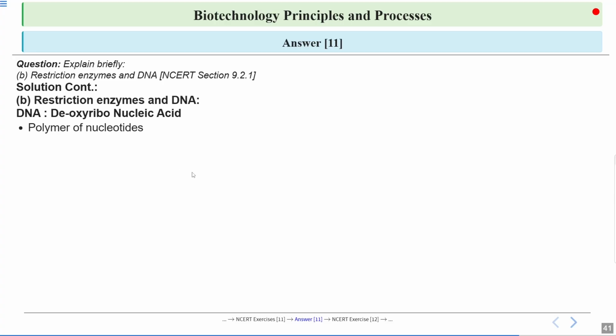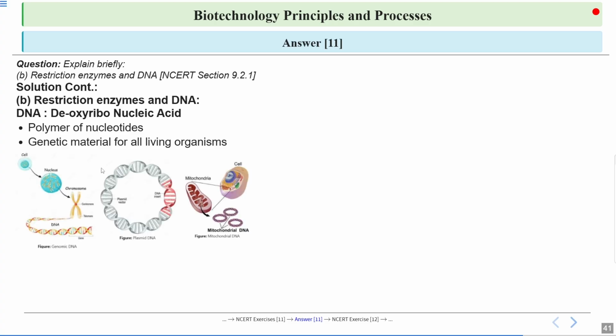DNA, that is also called deoxyribonucleic acid, is the polymer of nucleotides, the genetic material for all living organisms. Right here you can see the cell. Inside the cell is the nucleus, inside the nucleus chromosomes are present, and when you open the chromosome, what do you find? The DNA. Right, this is the genome. And you can see the plasmid DNA, the small circular DNA that is present in bacteria as a plasmid, apart from the chromosomal DNA. And mitochondria, inside the mitochondria again you can see the mitochondrial DNA. These are again plasmid-like bacteria, right?